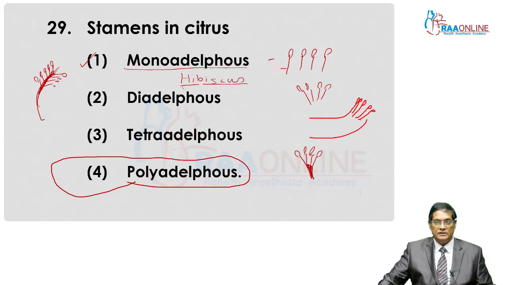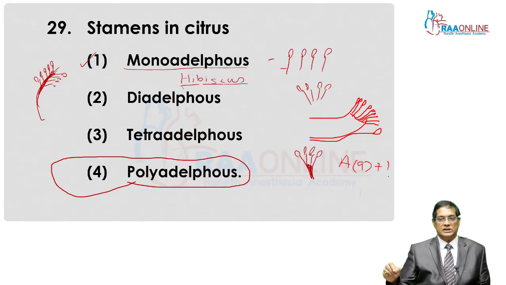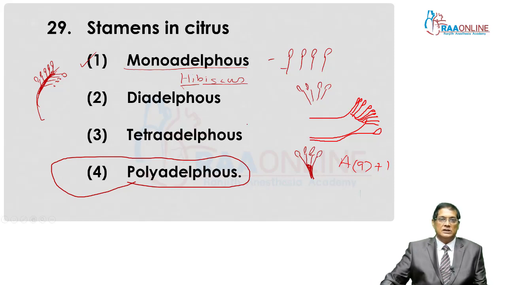1, 2, 3, 4, 5, 6, 7, 8 and 9. That is, 9 stamens are fused by their filament only, whereas the last one is in another bundle. That is, a total of 2 bundles are there. In bundle number 1, 9 stamens, so we write A and (9) in brackets, and 1 is free from that bundle. That is, the total number of bundles is 2, diadelphous condition.